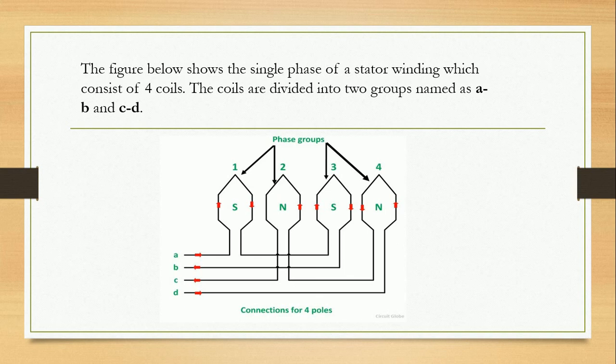The figure below shows a single phase of a stator winding which consists of 4 coils. These are the 4 coils, and these are divided into 2 groups, that is 1 and 2, and 3 and 4. They are named as A, B, C and D. A comes from phase 1 and B goes to phase 3. Similarly, C comes from phase 2 and D is connected to phase 4. These are connections for the 4 poles.